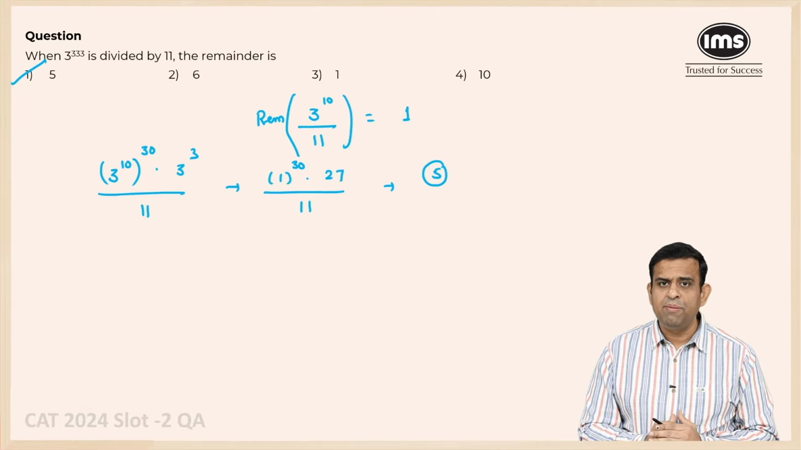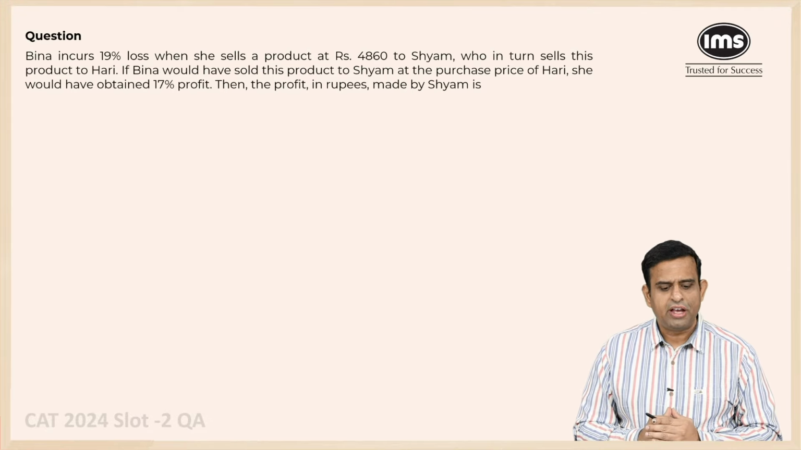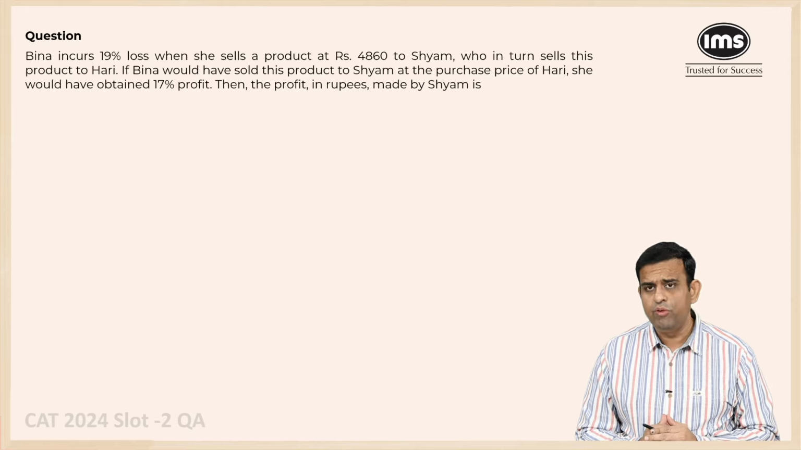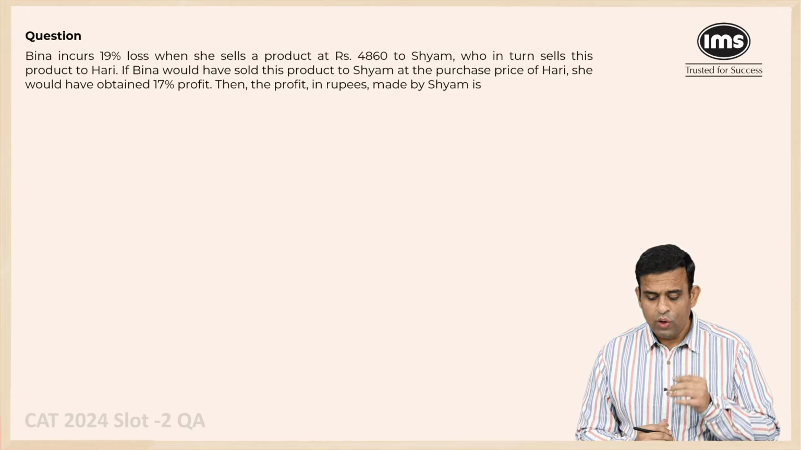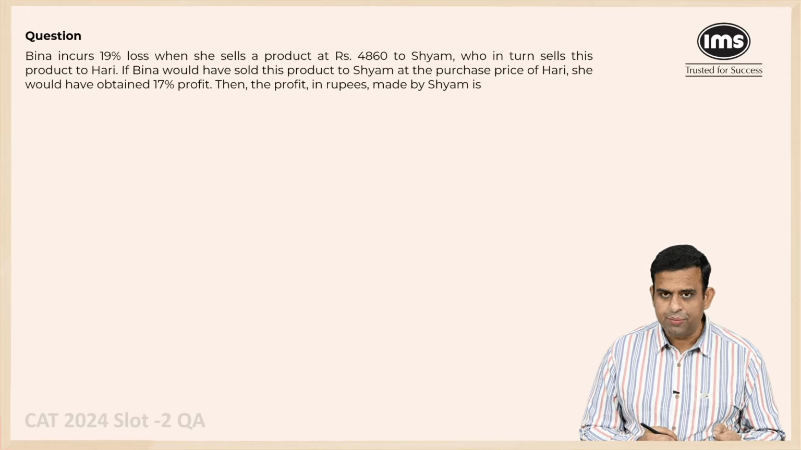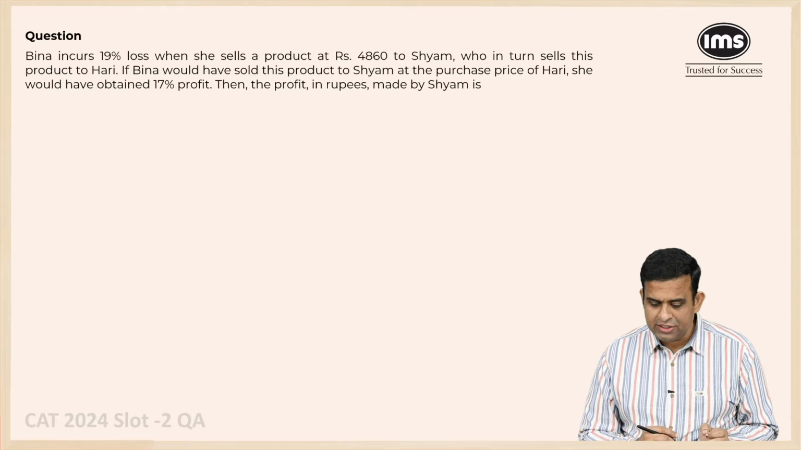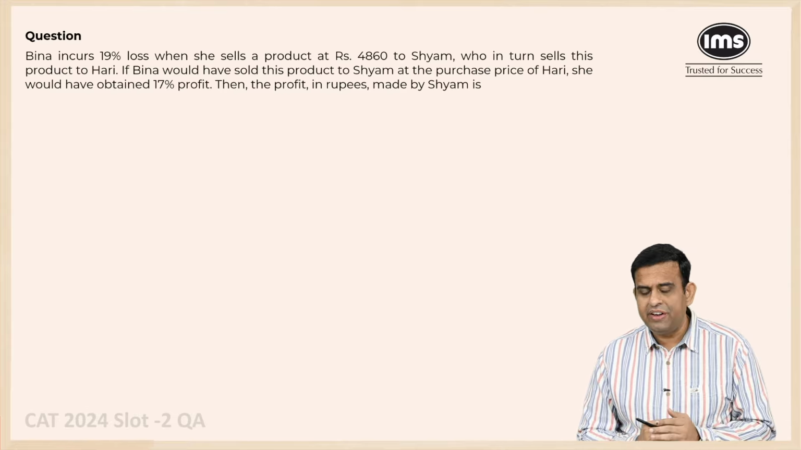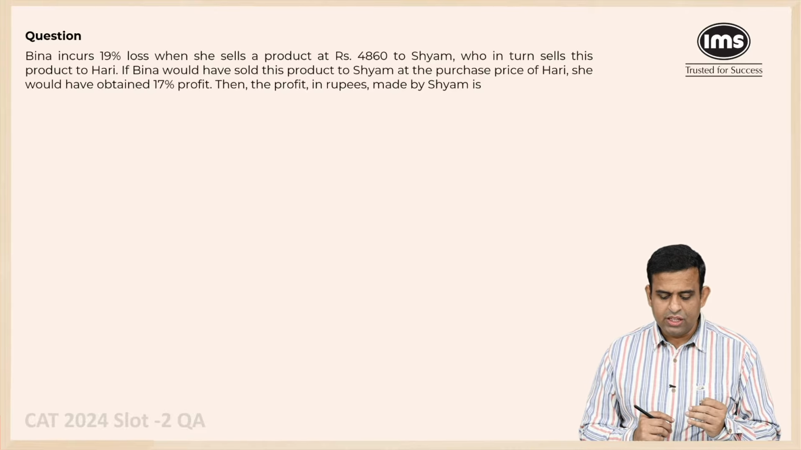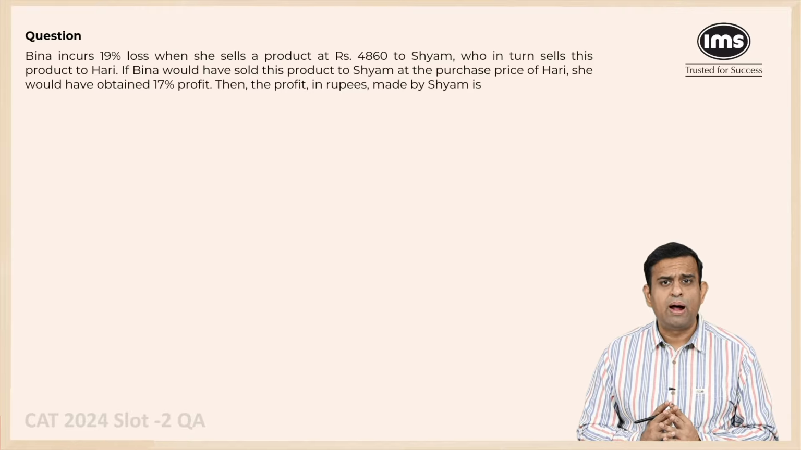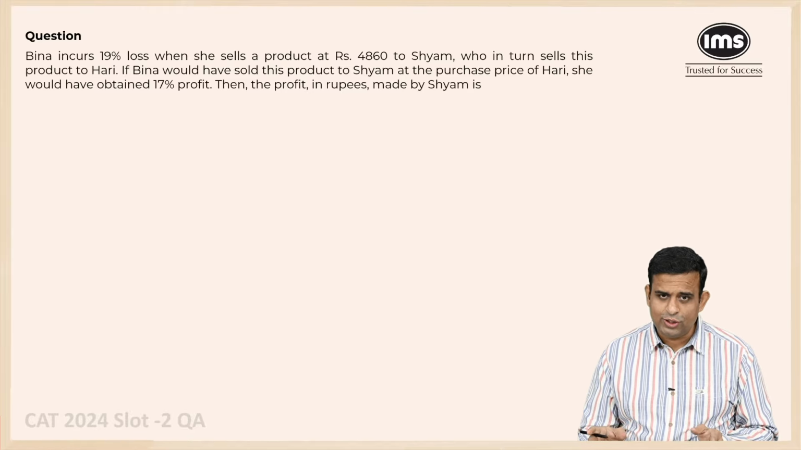So definitely a type A, people who have done basic remainder questions will find this sum to be on the easier side. In this sum, it is given that Beena incurs a 19% loss when she sells the product at Rs 4860 to Shyam, who in turn sells this product to Hari. If Beena would have sold this product to Shyam at the purchase price of Hari, she would have obtained 17% profit. Then the profit in rupees made by Shyam is. Please note the task is to find out the absolute profit and not the profit percentage over here.